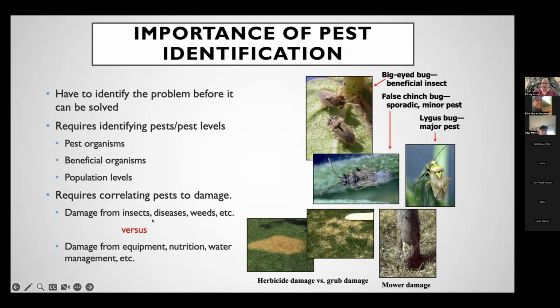Damage from insects, disease, and weeds, versus damage from equipment, nutrition, water management, etc. So you can see the photos down here, the difference between herbicide damage on the left versus grub damage on the right. It can look very similar. And so this is where it's very challenging at times to know, did an insect cause this? Maybe something else caused it. Maybe it's not insect related.